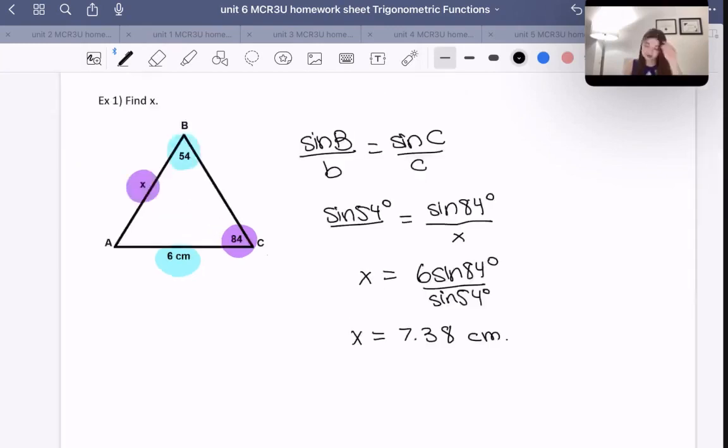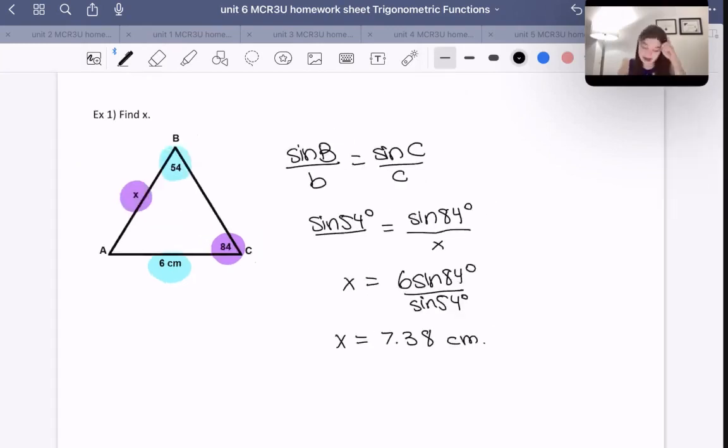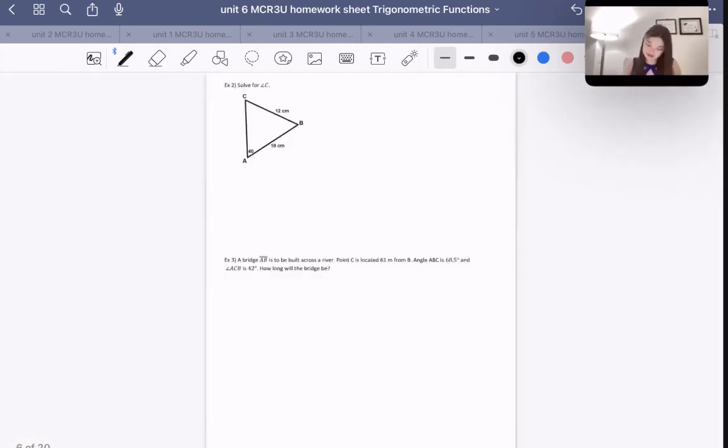So you can see how we realized that we had a side angle combination, and we also had the angle that we needed to find the side that they were looking for. And so we were able to use the sine law here and apply it in order to solve this question, which is fantastic. All right, let's try another example.